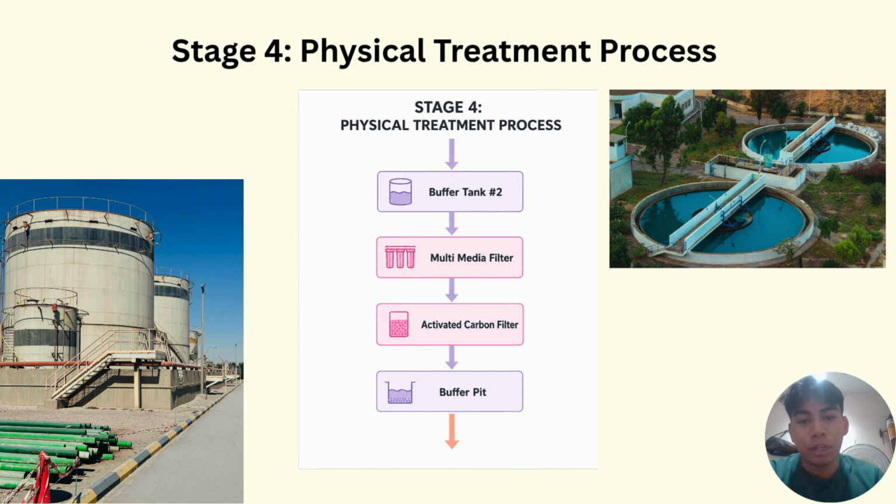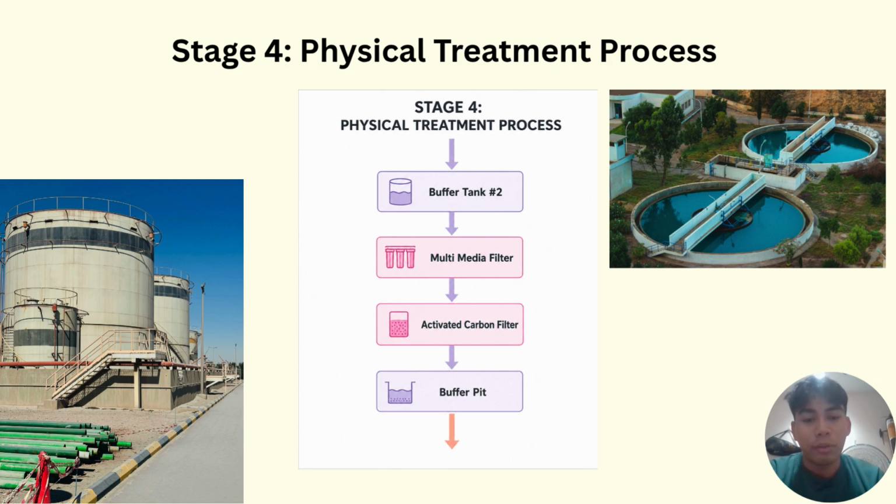Now it will go through a multimedia filter to filter out even more pollutants from the wastewater, and after that it will go through an activated carbon filter. The activated carbon filter catches the pollutants using its highly porous structure, which makes the pollutants get stuck in it. After that, it will go into a buffer pit for the final process of stage 4.